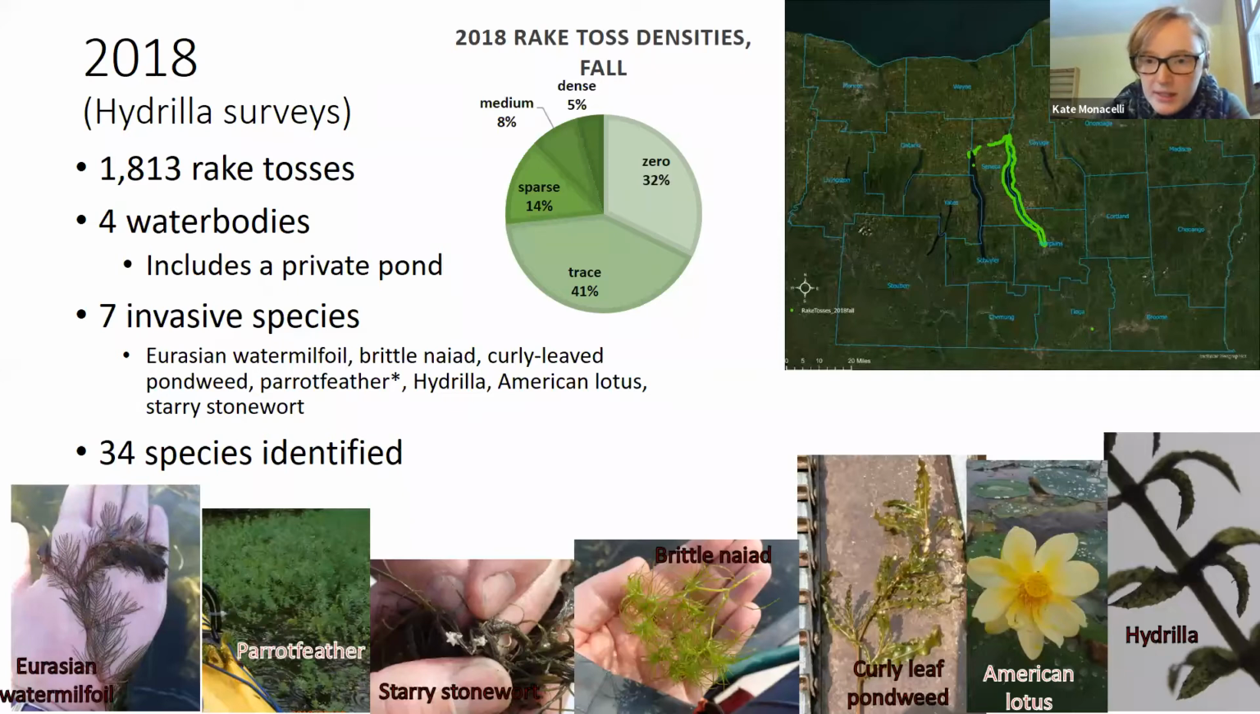And in 2018, we identified a new to us population of hydrilla on the east shore of Cayuga Lake, about 2/3 down, at the southern end of Cayuga County.